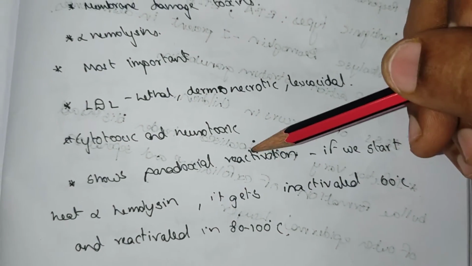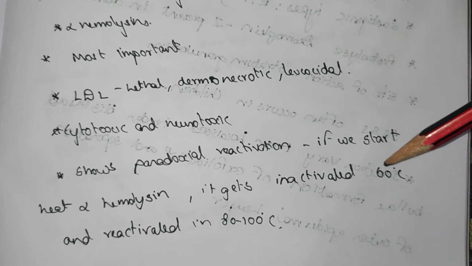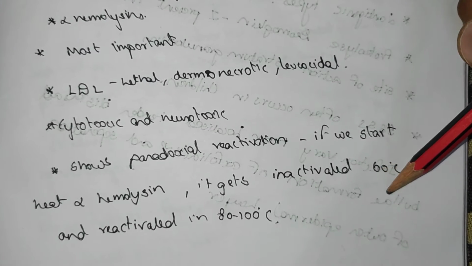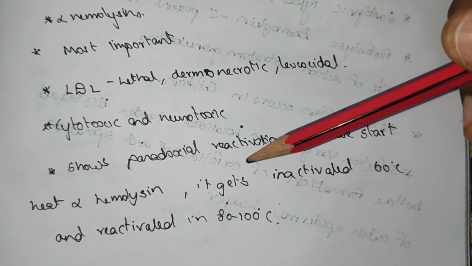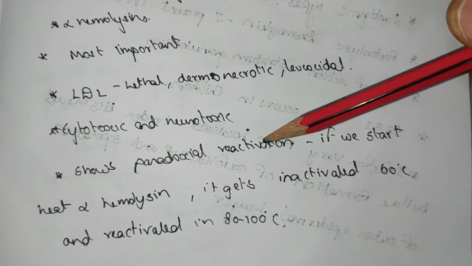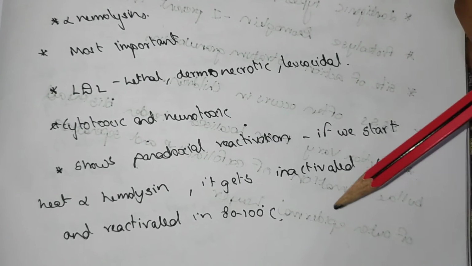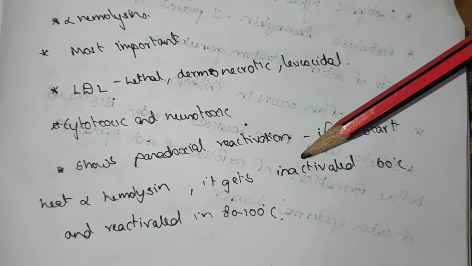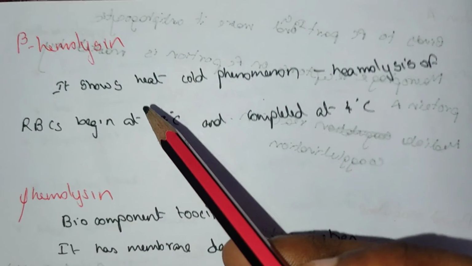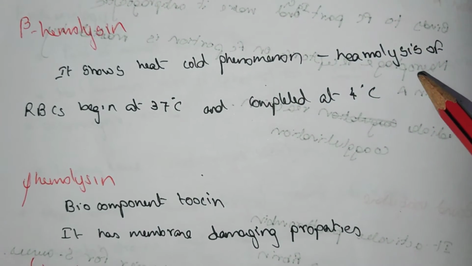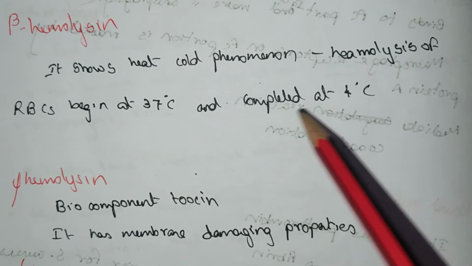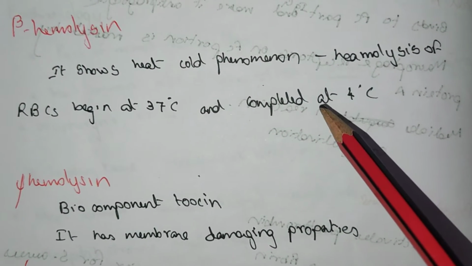What does paradoxical reactivation mean? If we start heating the alpha hemolysin, it gets inactivated at 60 degrees Celsius and gets reactivated at 80 to 100 degrees Celsius. So it will be inactive from 60 to 80, and again it gets reactivated from 80 to 100. And beta hemolysin shows a hot-cold phenomenon. The hemolysis of RBCs begins at 37 degrees Celsius and is completed at 4 degrees Celsius.